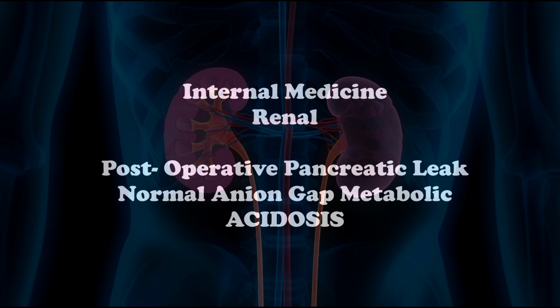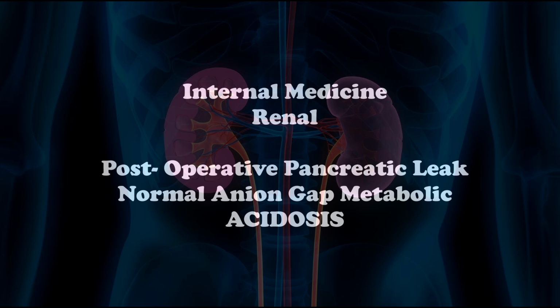What other things cause NAGMA? Severe diarrhea, renal tubular acidosis, excess saline infusions, intestinal or pancreatic fistulas like I mentioned earlier, and also carbonic anhydrase inhibitors or mineralocorticoid receptor antagonists, and these are both diuretics. Think about the diarrhea and the pancreatic fistula or intestinal fistulas like I mentioned earlier because of the high volume concentration of bicarbonate inside the GI tract.